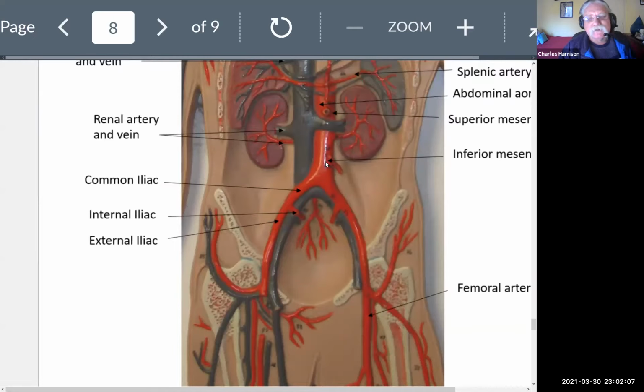No, I wouldn't dare ask that. The shine in there just ruins everything. Renal artery and vein. Vein on top, artery down here.